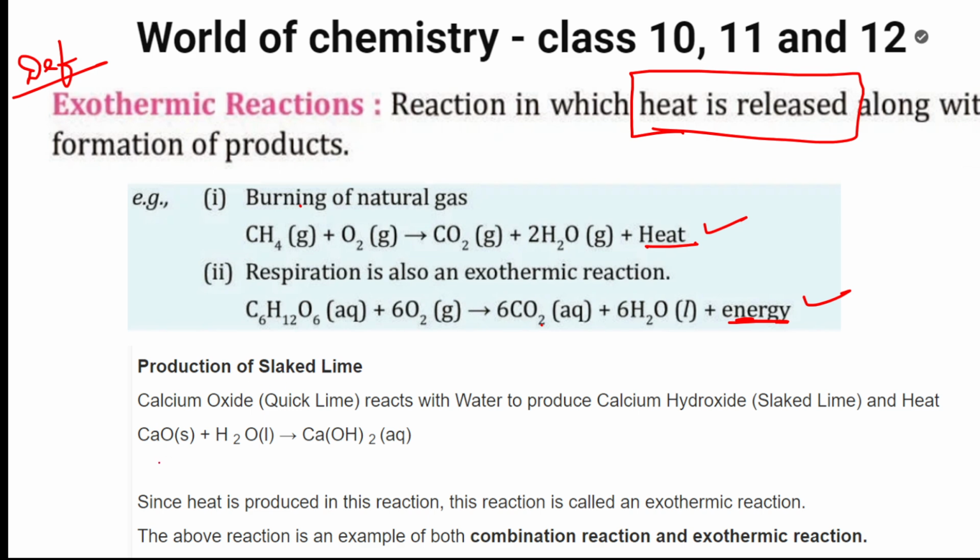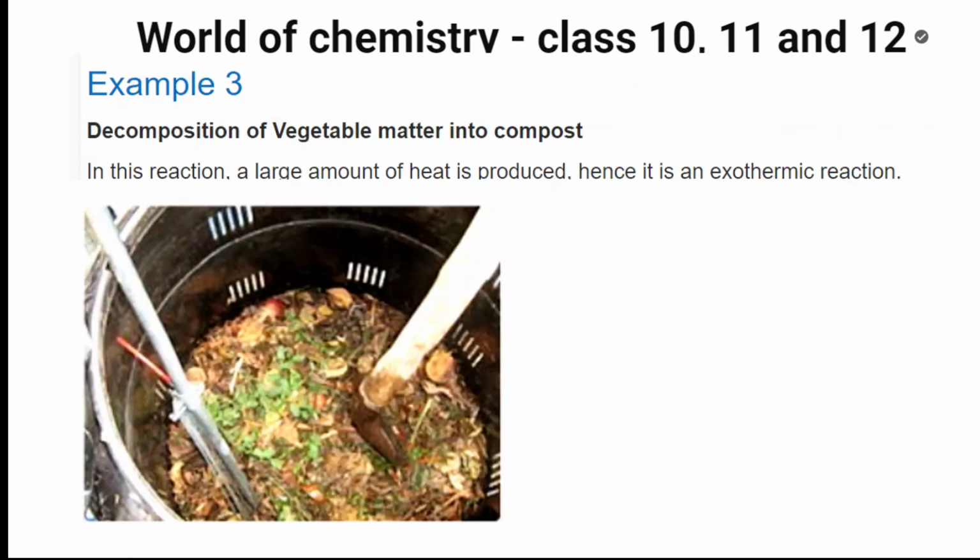Production of slaked lime, means calcium hydroxide: when you add water, calcium hydroxide, that is your lime water, is formed, and this lime water further reacts with carbon dioxide, forming calcium carbonate. This particular example they'll ask you: what is a reaction which is both combination and exothermic? Yes, this is the reaction. So this is one more reaction which I've given for exothermic. Now gradually let's go to example 4 rather.